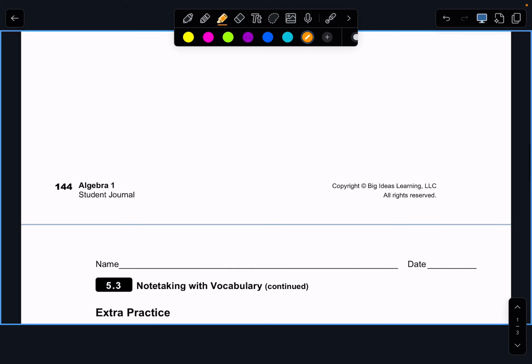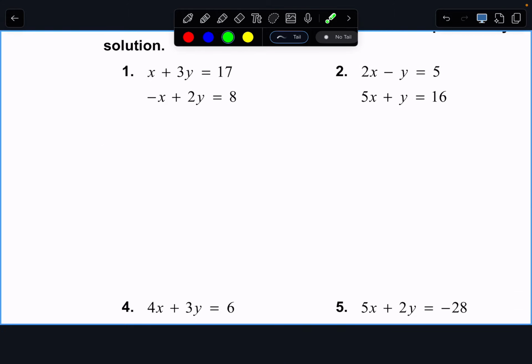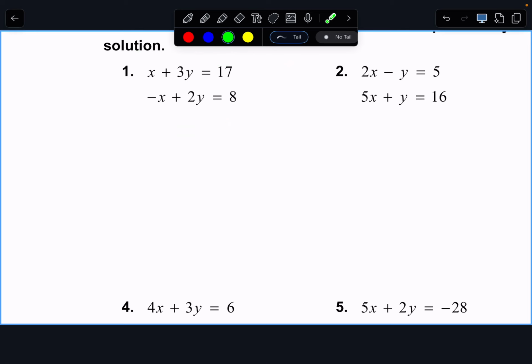Okay. So what I want you to do over on the next page, I just want to see what you can do. Can you take number 1? Do we have a set of opposite coefficients? Yeah. Our x's. Can you add these together and go ahead and solve for x and y? I'm cool if you talk to each other.